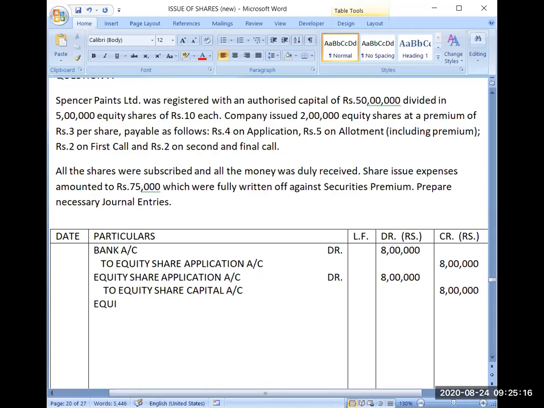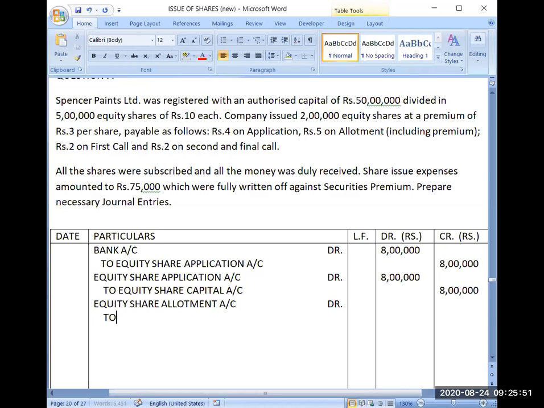If anyone is facing any difficulty at any point of time, let me know that immediately. Equity share allotment account. See, chat box is in front of me. Whatever message you put there, I will immediately respond to it. Equity share allotment account debit. Amount we will do after completing the journal entry.